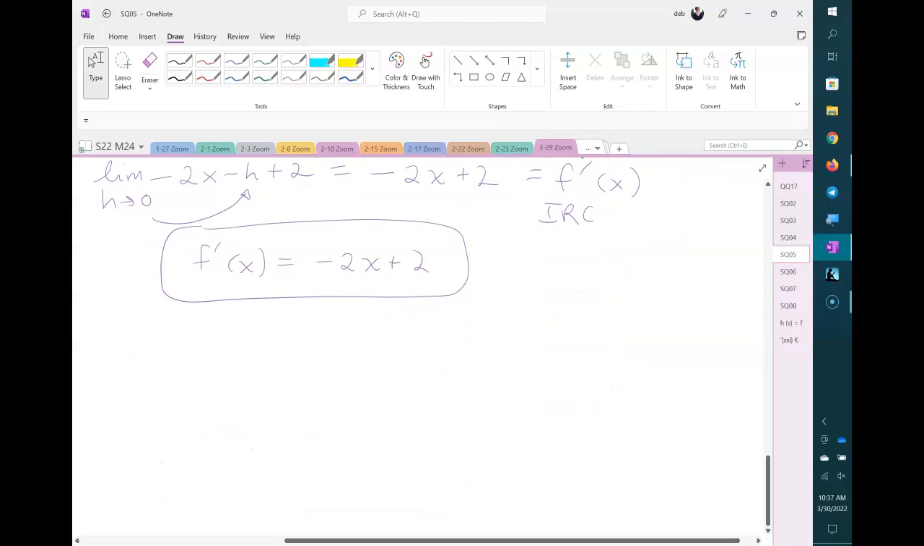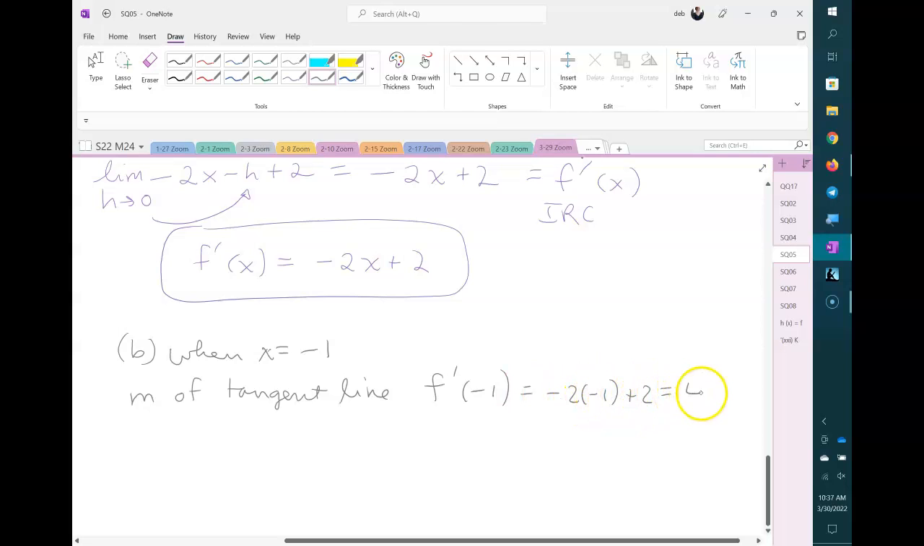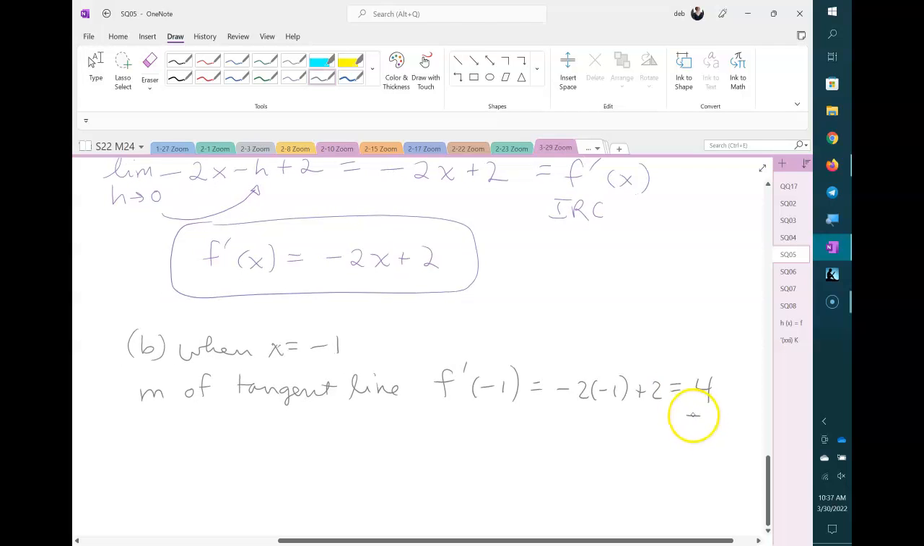Then part b says, find the equation of the tangent line when x equals negative 1. So m of the tangent line, the slope, is going to be f prime of negative 1. I put in negative 1 where I see x, and I get 4. So that's going to be my slope.